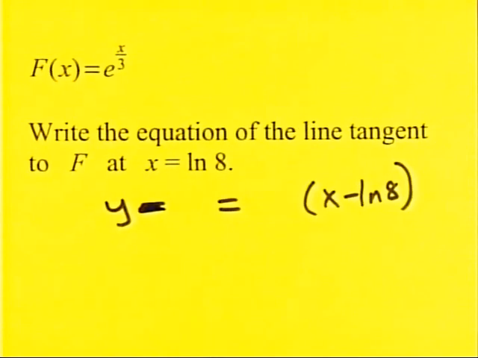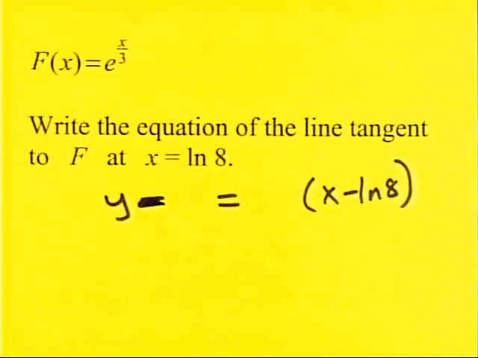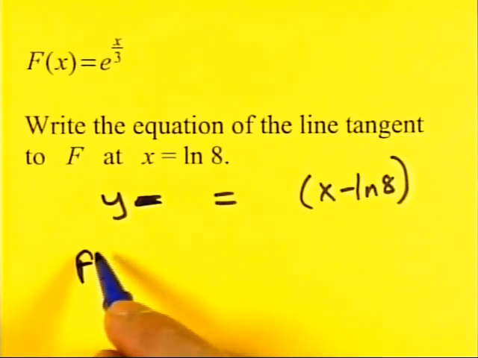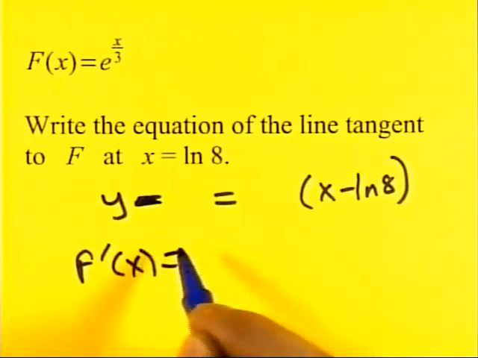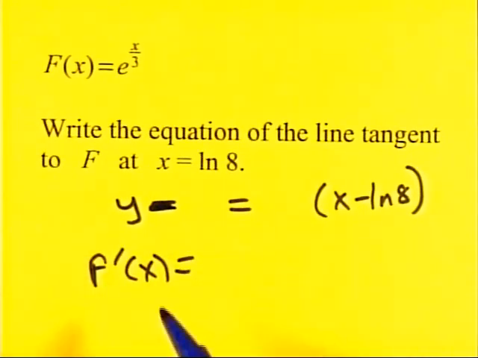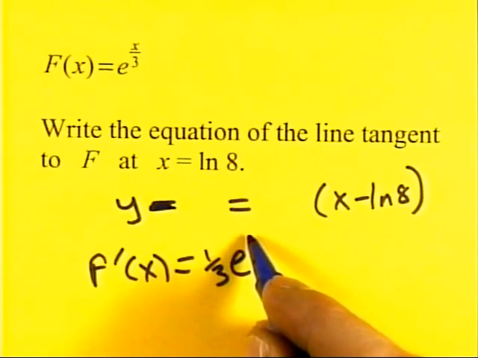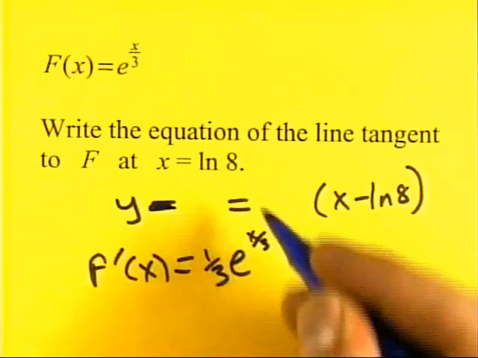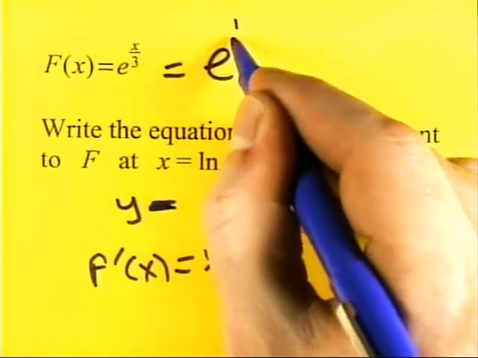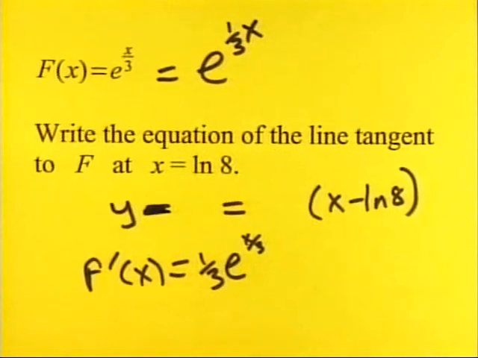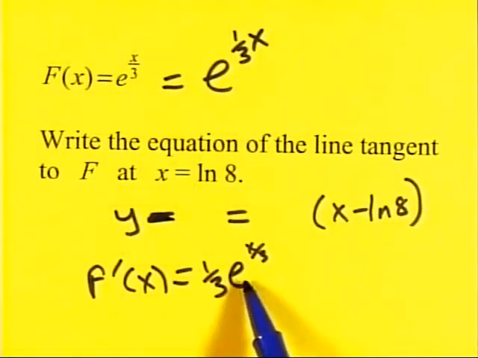And then you need the slope, so you'll take the derivative of f of x. What's another word for slope? Oh, derivative. The derivative is 1/3 e to the x over 3. It's 1/3 because this is the same thing as e to the 1/3 x, which is a little easier to do. So that's the derivative.